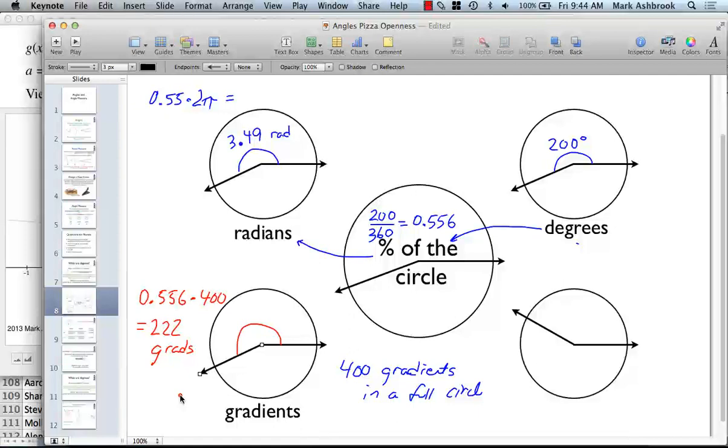Okay, so I want you to find 15 gradients in degrees and radians. So if you had an angle measure of 15 gradients, new problem, 15 gradients, or grads. How many degrees? And how many radians? If you understand what's going on, there's nothing to memorize. Okay? So 15 grads. How many degrees? How many radians?